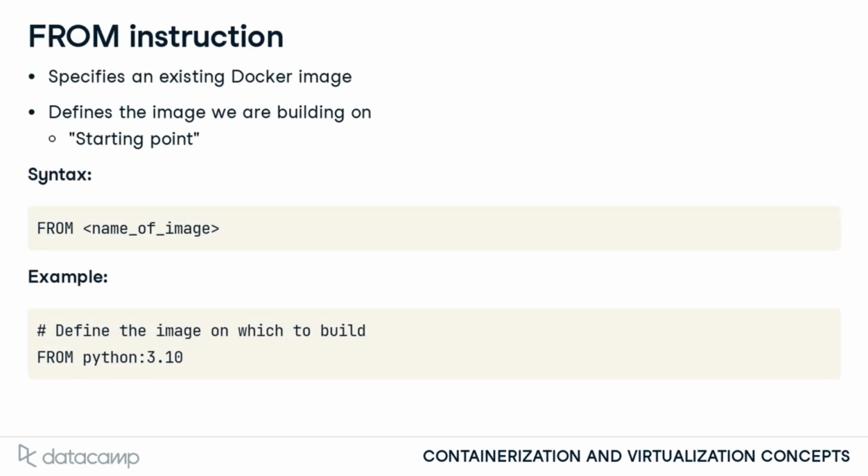The from instruction refers to an existing image that we want to use for our application. The argument defines the image to build on and serves as a starting point. This image can be further customized with subsequent instructions in the Docker file.